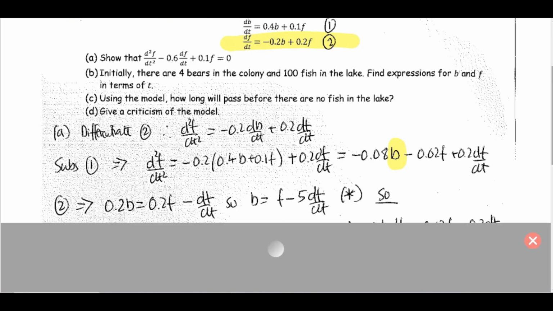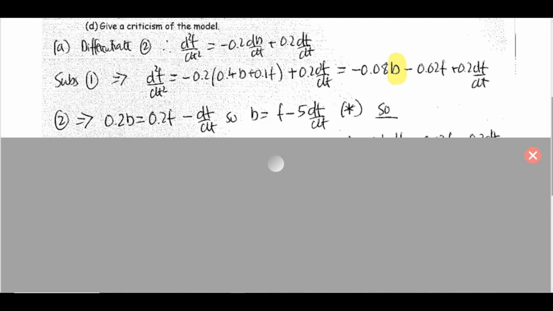So equation 2 rearranges in the following way. If you add on 0.2b and take away df by dt, 0.2b is 0.2f minus df by dt. If you then divide through by 0.2, which is equivalent to multiplying through by 5, you will get b is f minus 5 df by dt. So that's what I'm going to replace the b in the previous line with.